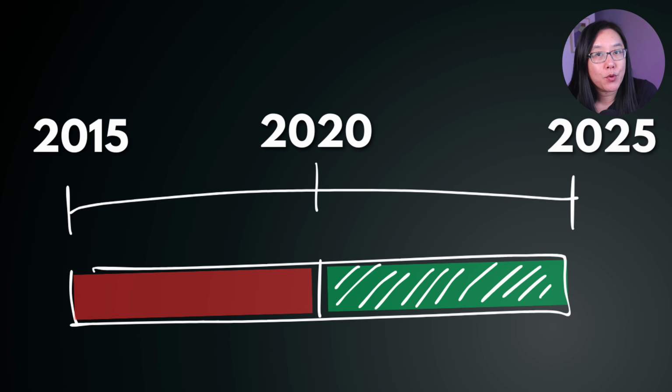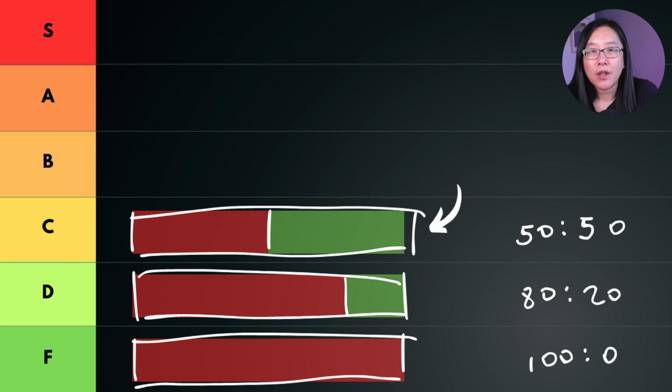Let's jump now to 50-50. Half is being used for strategy development and half is being used for verification. So this is getting better. Half red and half green. So this goes into the C tier. But now we're only using really old data for strategy development and new data for verification. And this makes it a bit harder for us to adapt our strategy to the latest market conditions.